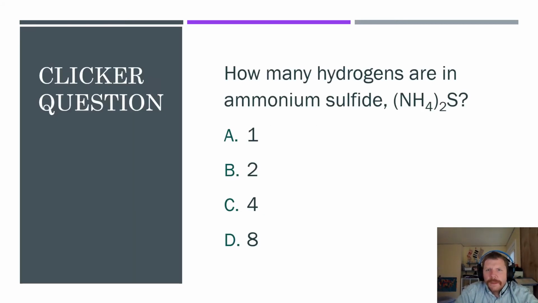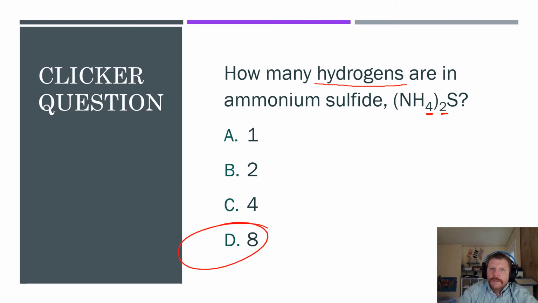All right. Now, to apply that, how many hydrogens are in ammonium sulfide? (NH4)2S. How many hydrogens? Well, we know that we've got to take the 2 outside the parentheses, multiply it by the 4, so we get 8.